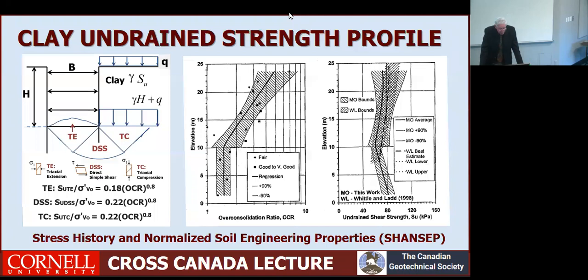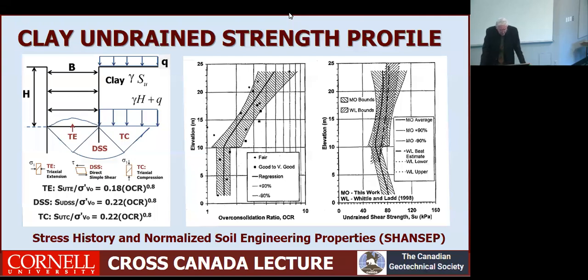You'll see that they are able to characterize that as a function of the current vertical effective stress and the stress history as referenced by the overconsolidation ratio. And these numbers, 0.18, 0.22, and so forth, are values that are frequently used. That 0.22, by the way, for triaxial compression should be up at 0.32.